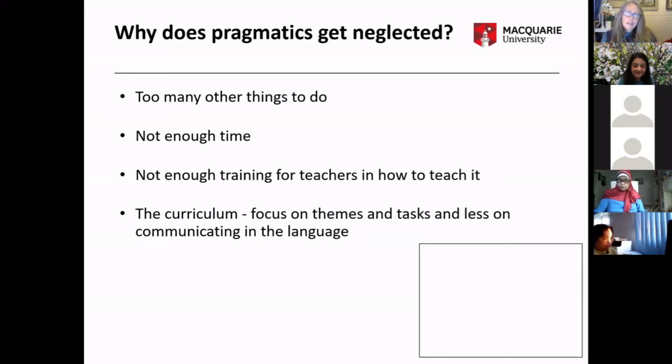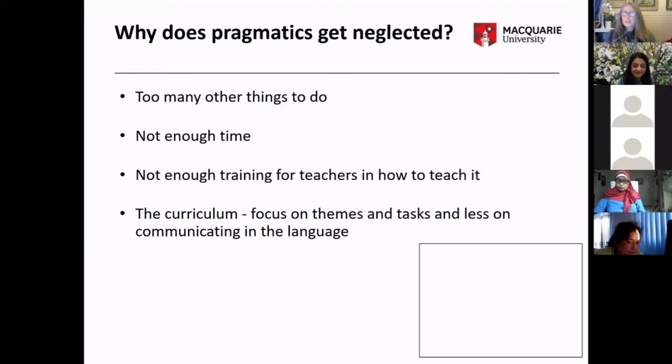Now, I don't know whether any of you have had a session on pragmatics before, but I wouldn't be surprised if many of you have not, and maybe not even heard of it. Another thing is the curriculum, that there's a focus on themes and tasks, and there's less of a focus on how to communicate in the language.